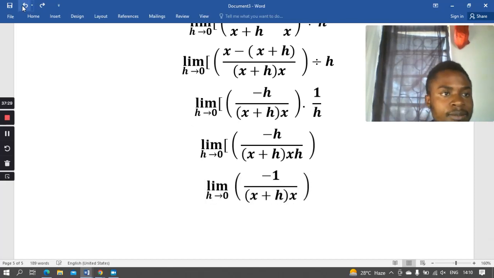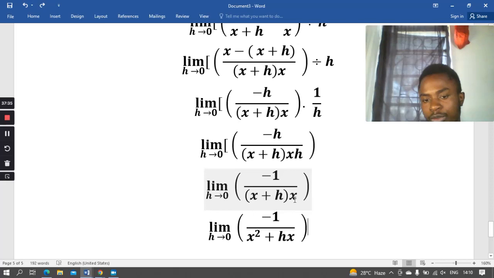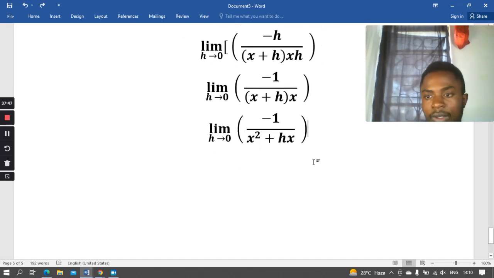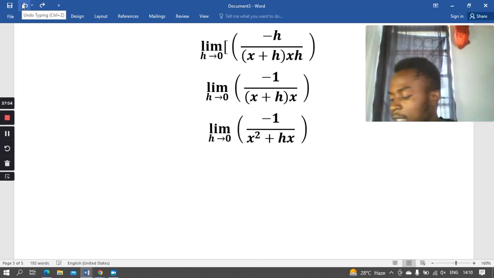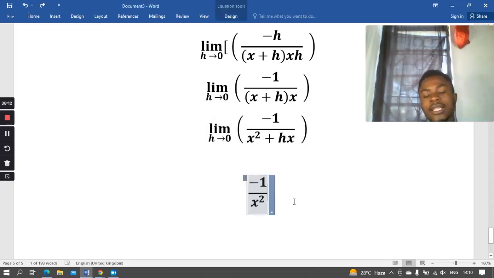So from there, we work them out: x times x is x squared, and x times h is hx. I hope you are following and no one has gotten lost, but even if you are lost, you still have time to ask me. So from there, where there is h, we put a 0, and this will be negative 1 over x squared plus 0. If you work it out, that will be your answer.